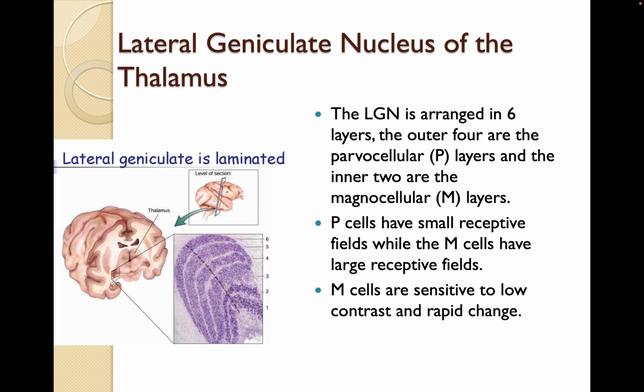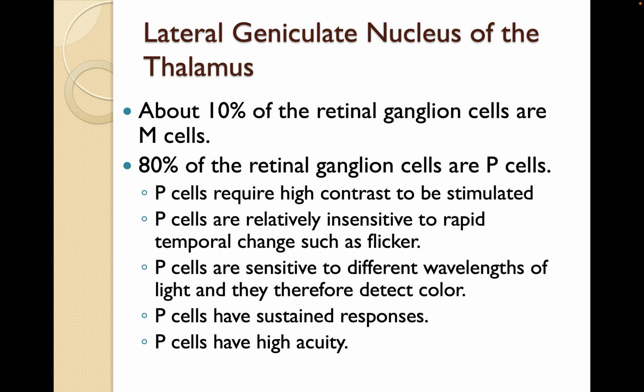The LGN is arranged in 6 layers. The outer 4 are the parvocellular layers, and the inner 2 are the magnocellular layers. P cells from the parvocellular layer have small receptive fields, while the M cells from the magnocellular layer have a large receptive field. Magnocellular cells are sensitive to low contrast and rapid change.